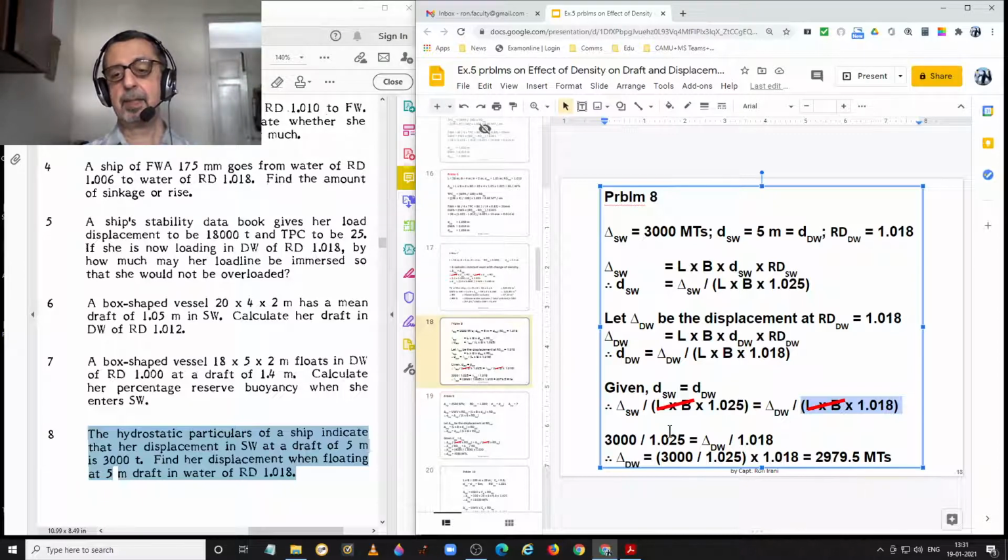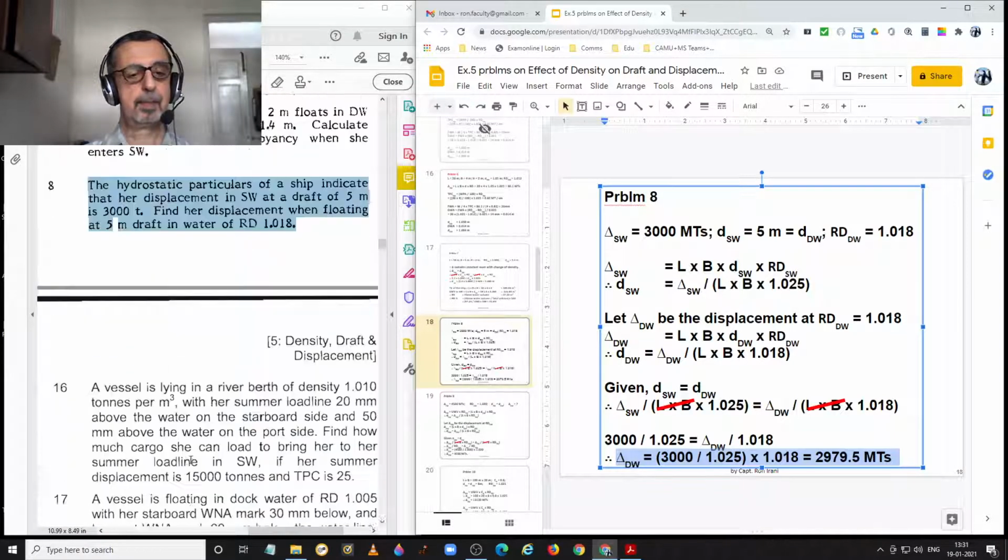Length into breadth on both sides cancel out, thus giving us displacement in dock water equal to 3000 divided by 1.025 multiplied by 1.018, which is equal to 2979.5 metric tons. Moving on to problem 9 now.